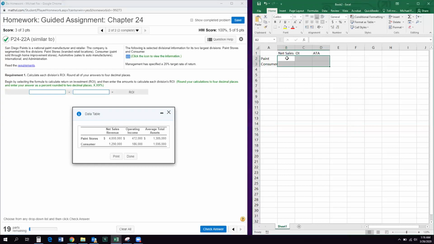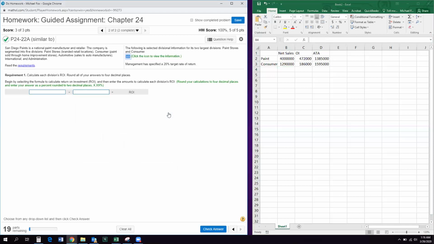Our net sales revenue for the paint stores is 4 million, and our operating income is 472,000 on average total assets of 1,385,000. And then for the consumer side, we have net sales revenue of 1,290,000, operating income of 186,000 on average total assets of 1,595,000. So that's all that information. We can get rid of that so we don't have to keep looking at it.